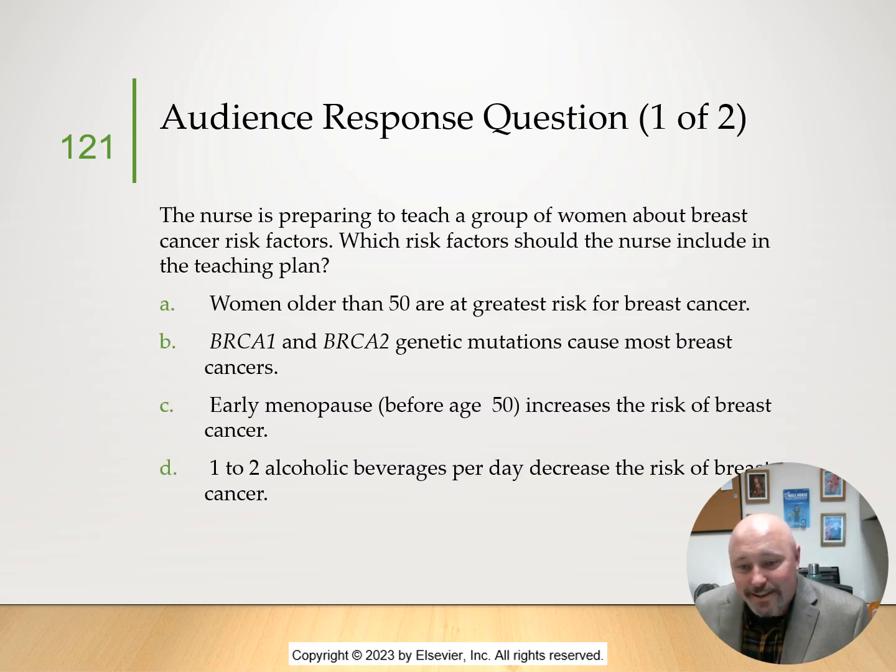And our last question for this module. The nurse is preparing to teach a group of women about breast cancer risk factors. Which risk factors should the nurse include in the teaching plan? A. Women older than 50 are at greatest risk for breast cancer. B. The BRCA1 and BRCA2 genetic mutations cause most breast cancers. C. Early menopause before age 50 increases the risk of breast cancer. Or D. 1 to 2 alcoholic beverages per day decrease the risk of breast cancer.